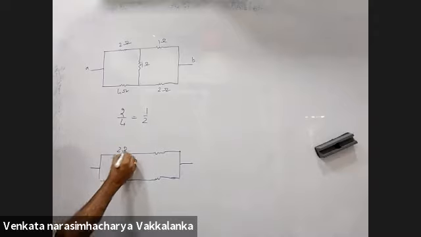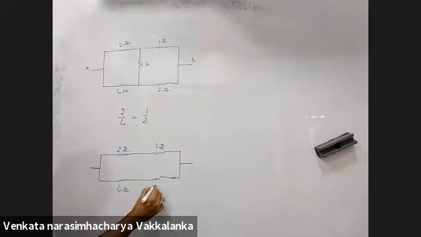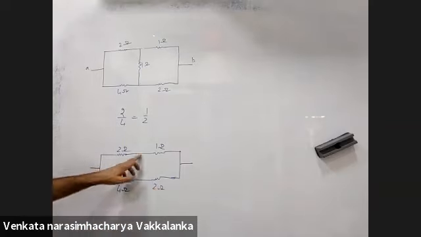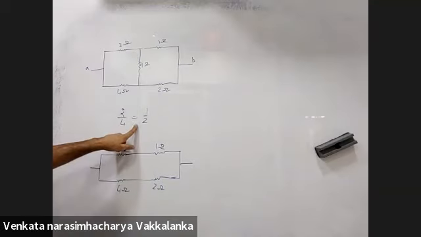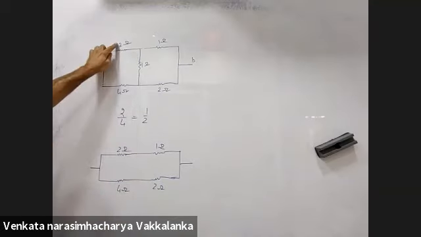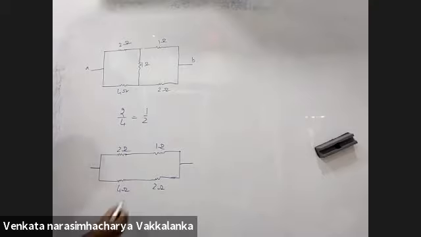Right? If there is no current in this branch, you can remove this branch. How did you conclude there is no current in this branch? The balancing condition of the Wheatstone bridge is met. This by this is equal to this by this.